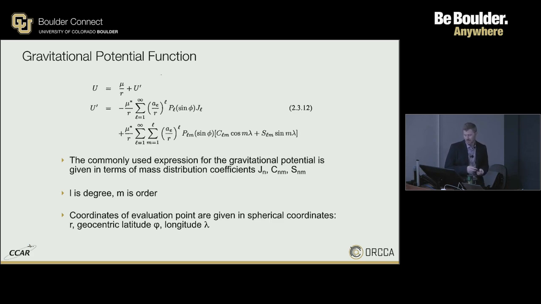Okay? In some of the terminology here, the L that you see here is called the degree. The M is the order. Okay? What's the relationship between J and the C and S? First of all, the J terms are called the zonal harmonics, right? And how are they related to the C and S terms?